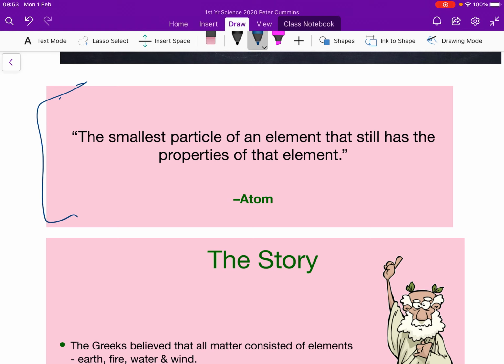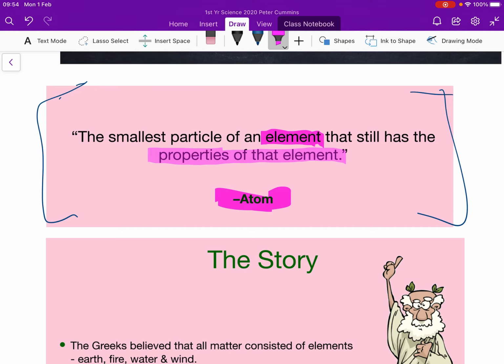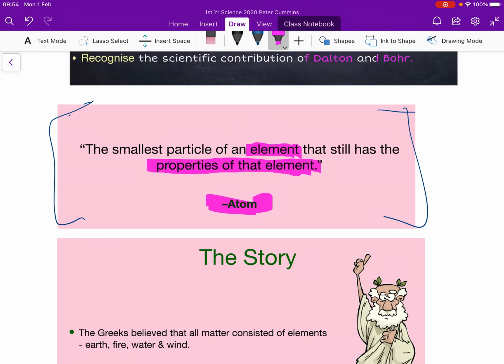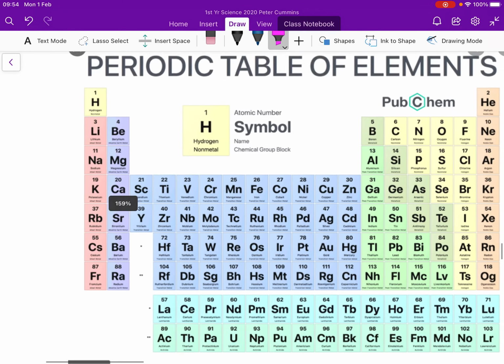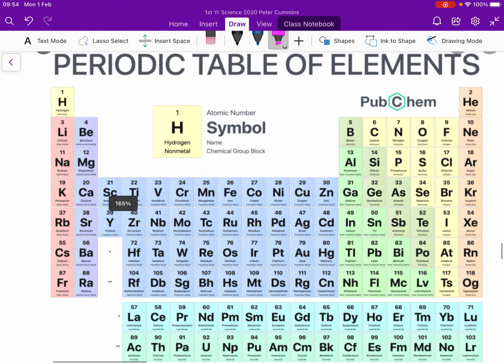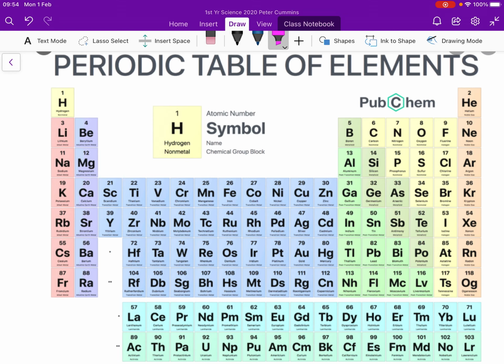Right. Definition first off. Really important to know this definition. An atom itself is the smallest particle of an element. So it is an element that has the properties of that element. So, what's an element first off? Well, I'm going to spin down to the bottom for a second, right? I'm just going to show you. And you've seen this loads of times, this thing.